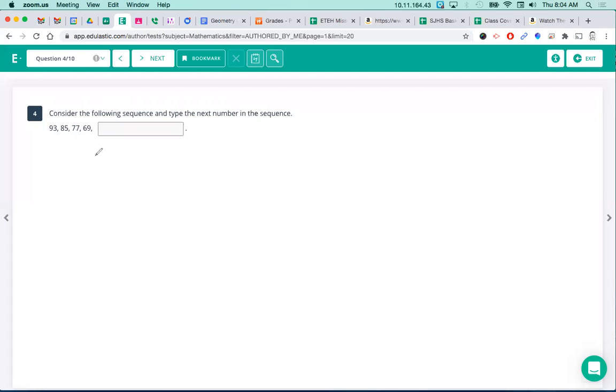So from 93 to 85, I would have to subtract 8. And if I subtract 8 again from 85, that does give me 77. And from 77 to 69, I'm subtracting another 8. So it looks like I'm subtracting 8, which makes this arithmetic. So I'm going to go 69 minus 8, and I get 61. Okay, 61. This is an arithmetic sequence, so we just continue to subtract 8. Pretty straightforward one there.